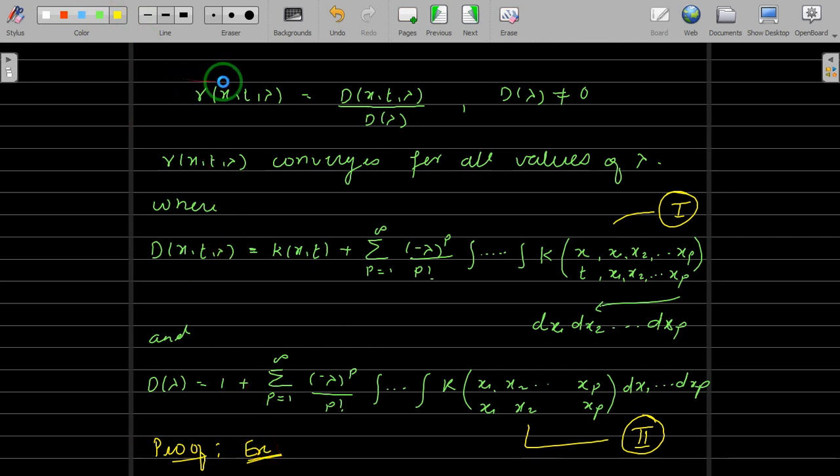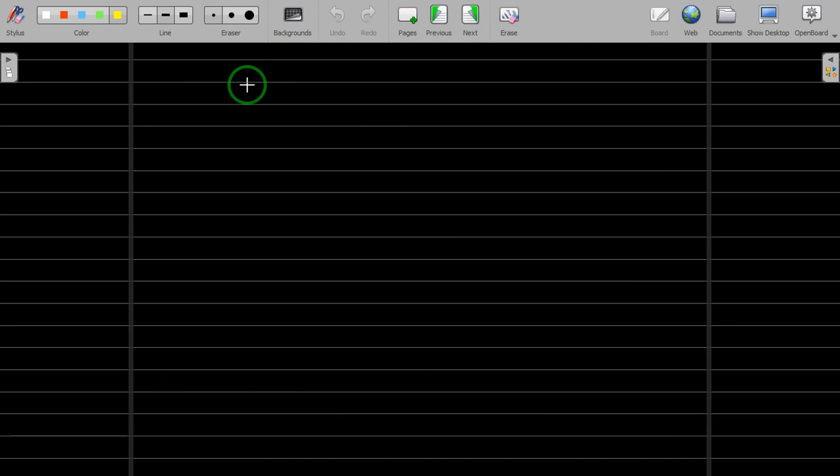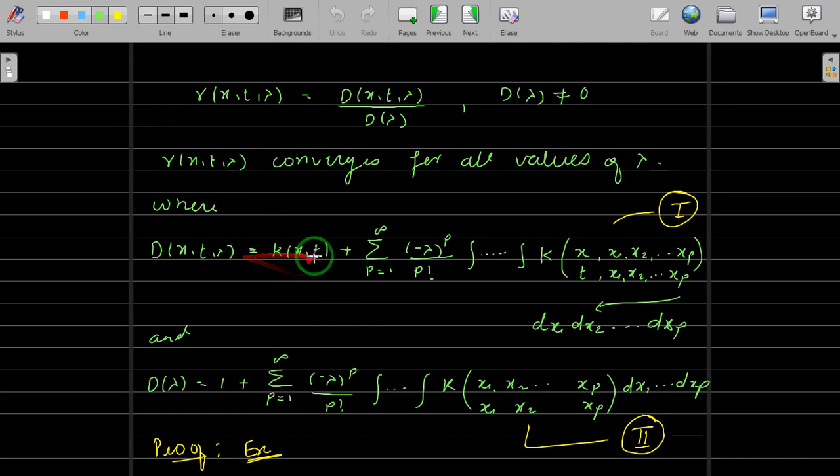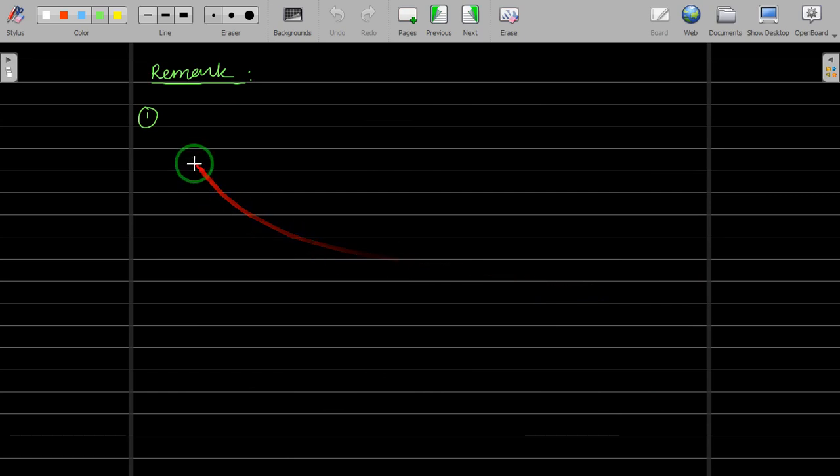Okay. Now let me write some remarks from the proof I will get, and how you will get those k's in both the cases. Remark: so your k, this k is given by something like this. It's a determinant.